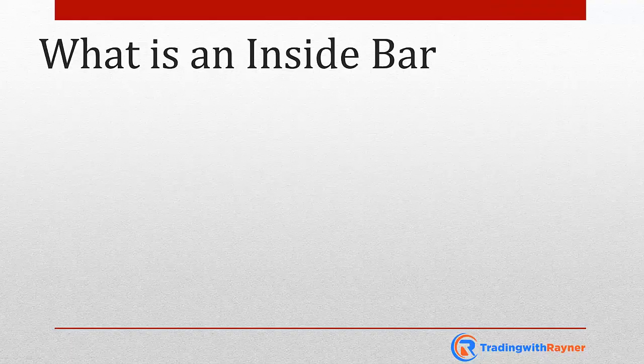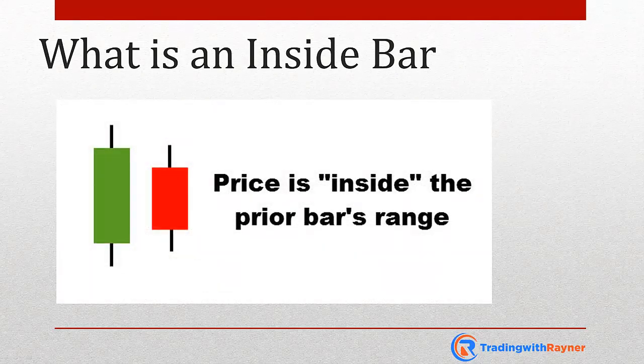Okay, so first up, let's understand what an inside bar is. According to the textbook definition, an inside bar looks something like this. It's when price is inside the prior bar's range. You can see that this red candle over here is an inside bar. Why is that? Because it is within the range of the previous bar. This is the previous bar's highs and the previous bar's lows, and it's contained within the previous bar's range. So according to the textbook definition, this is an inside bar. We call it IB, inside bar.